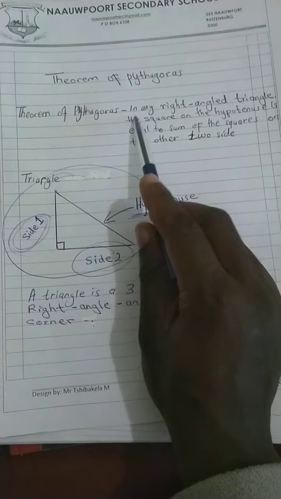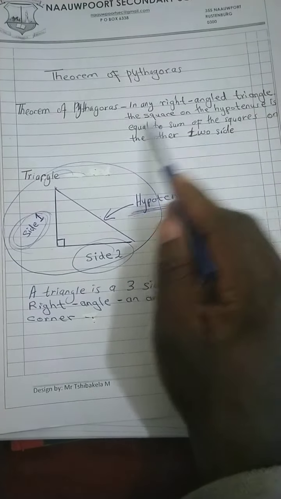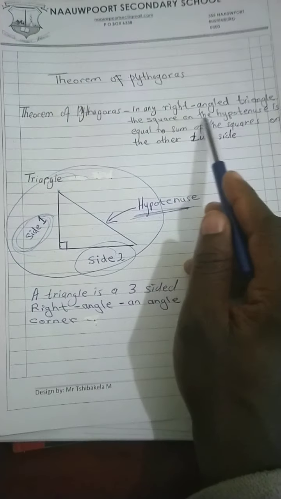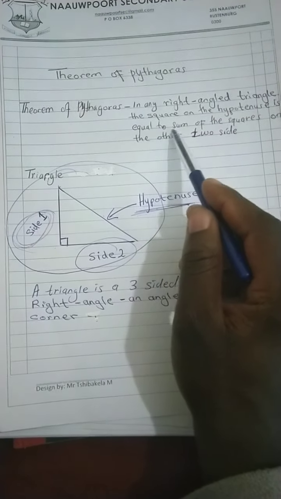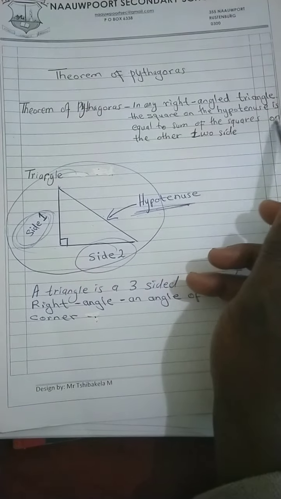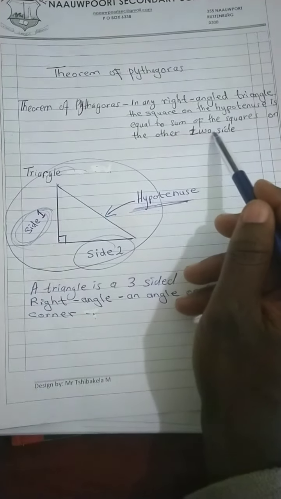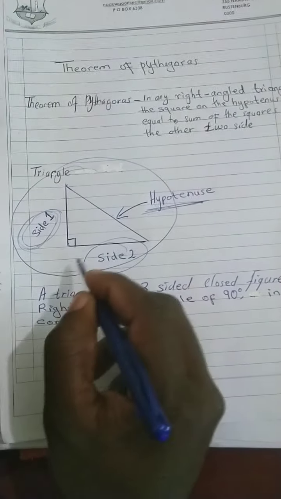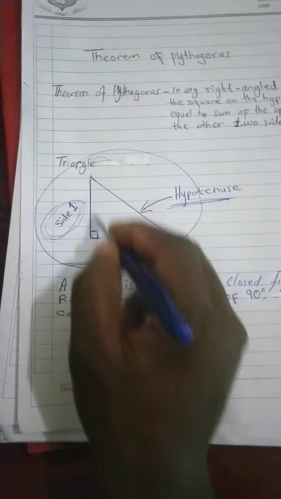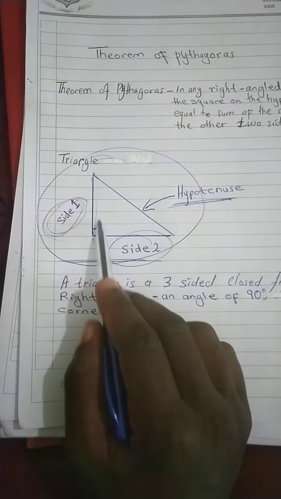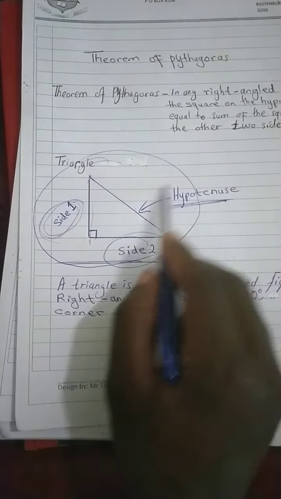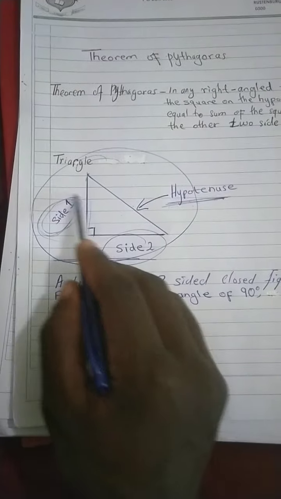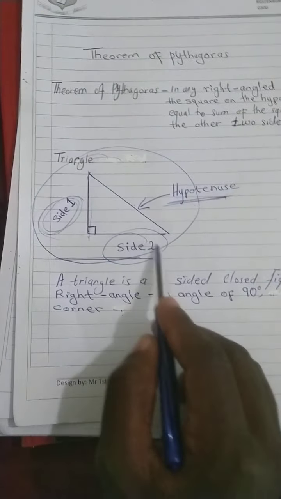So first it says that in any right-angled triangle, the square on the hypotenuse is equal to the sum of the squares on the other two sides. So here I just draw the diagram. If you look very carefully, this is a diagram of a right angle triangle. So you do have your hypotenuse here and then side 1, side 2.